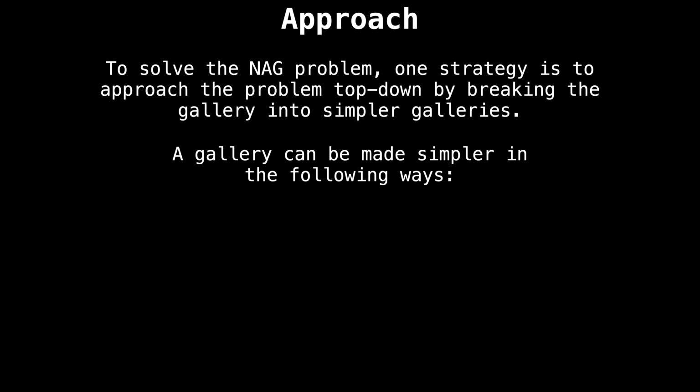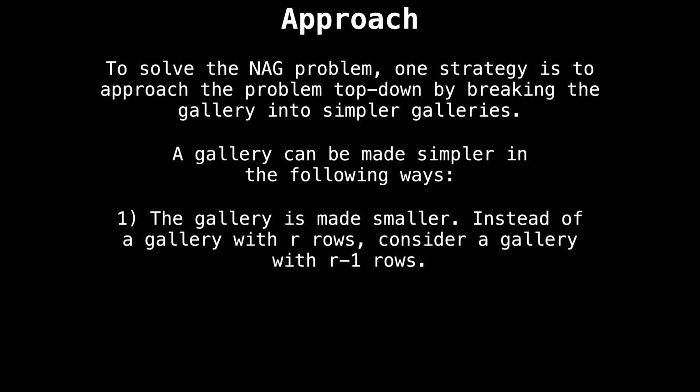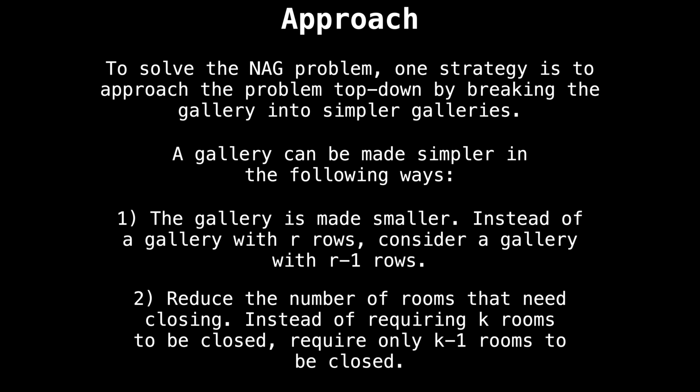When approaching a problem top-down, we're going to try and see if we can make the problem simpler for ourselves. And a gallery can be made simpler in the following ways. The first is by making the gallery smaller. Instead of considering a gallery with r rows, consider a gallery with r-1 rows. And the second way to make the gallery simpler is by reducing the number of rooms that need closing. For example, instead of requiring k rooms to be closed, require only k-1 rooms to be closed. The hope is that by finding solutions to simpler galleries, we can later either combine or break down galleries into finding an optimal solution.